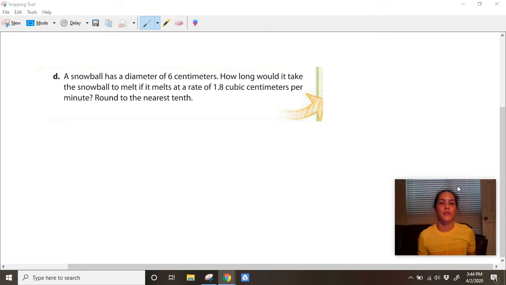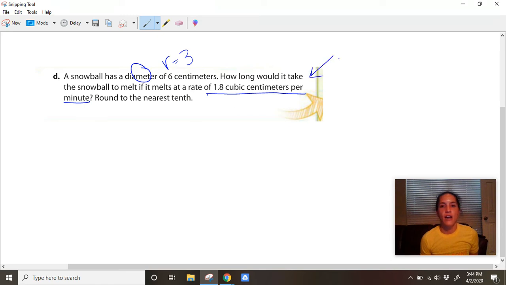A snowball has a diameter of 6 centimeters. So right off the bat, I know this is diameter, so a radius of 3 centimeters. How long would it take the snowball to melt if it melts at a rate of 1.8 cubic centimeters per minute? So that is our rate, and that's what we're going to use for our proportion. Round to the nearest tenth.